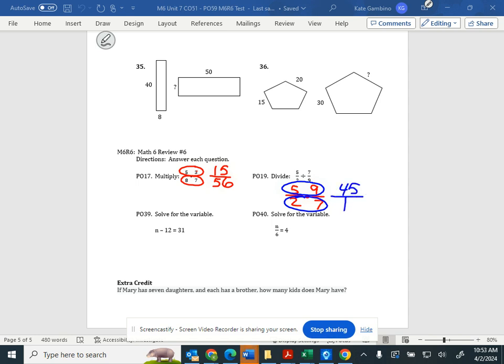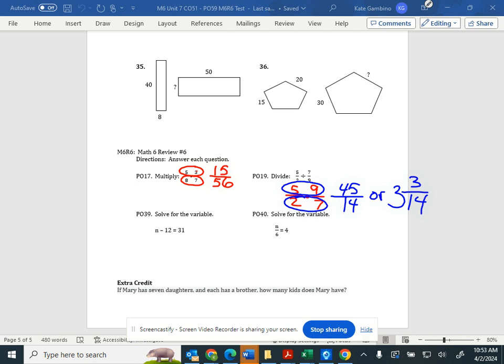5 times 9, 2 times 7, 45/14. Can I simplify that? No, that's as simple as it gets. So I could either leave it improper, or I could turn it into a mixed number. 45/14 is the same thing as 3 and 3/14. Either one of those were acceptable answers.